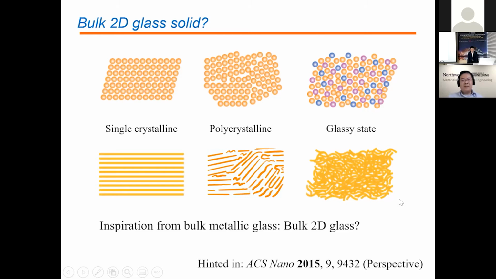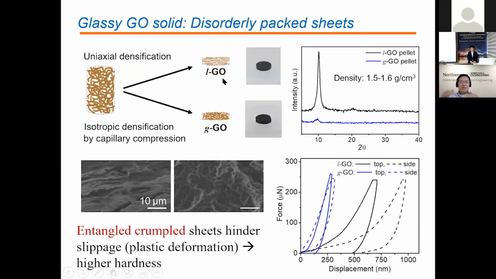Now, a glassy state would mean that you do not have this long-range order in C stacking, but yet you still have densely stacked sheets. And this will require the sheets to crumple up and to entangle with each other. So with that in mind, we designed this experiment to study the effect of the microstructure of the sheets. Microstructure refers to the geometry of the sheets and relative entanglement.